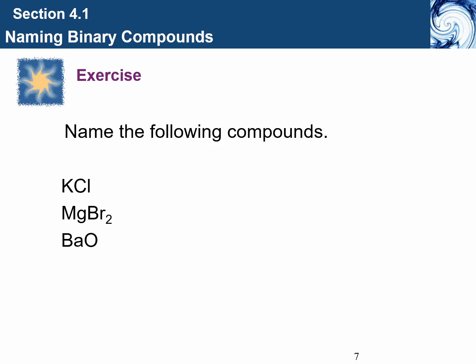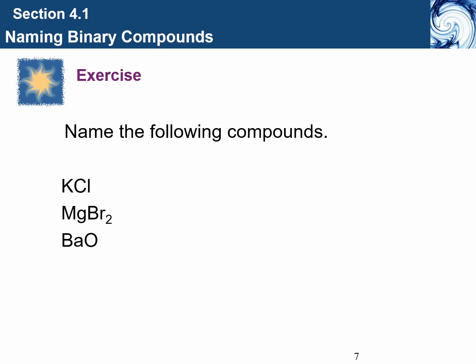All right, so let's start with this first one, KCl. We know K is potassium, and we know Cl is chlorine. Now, since it's a type 1, I know that I have to take the anion and add IDE, which makes that potassium chloride. We did it.